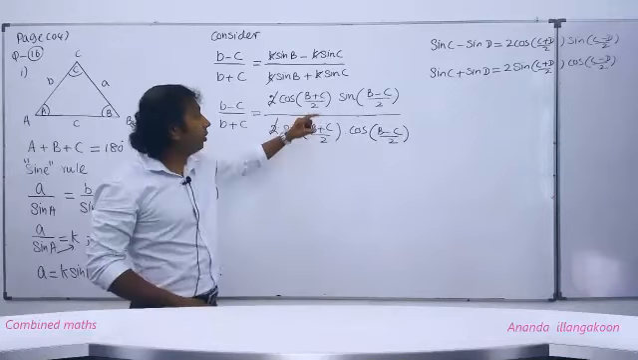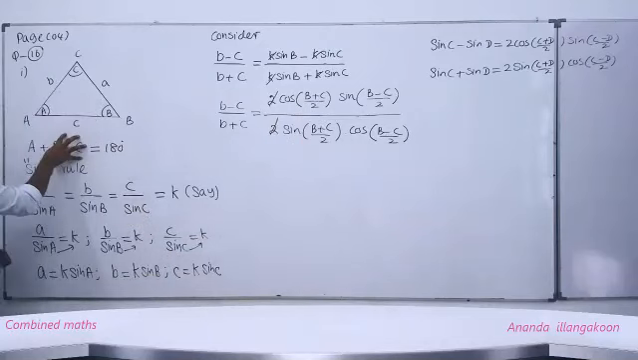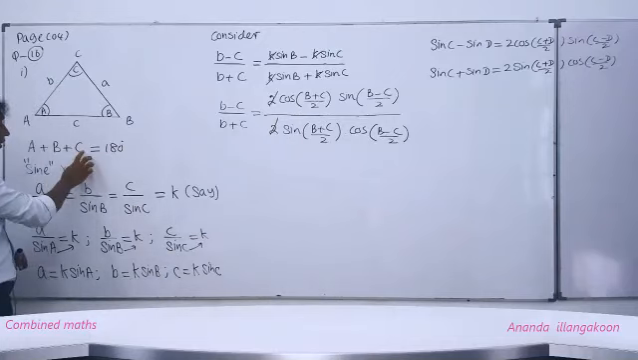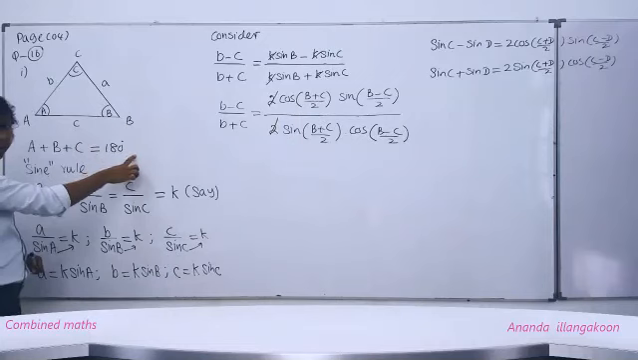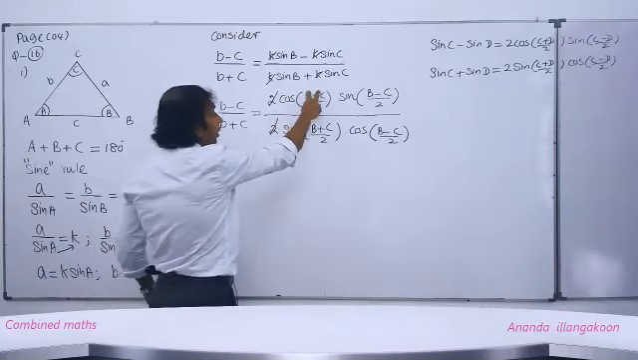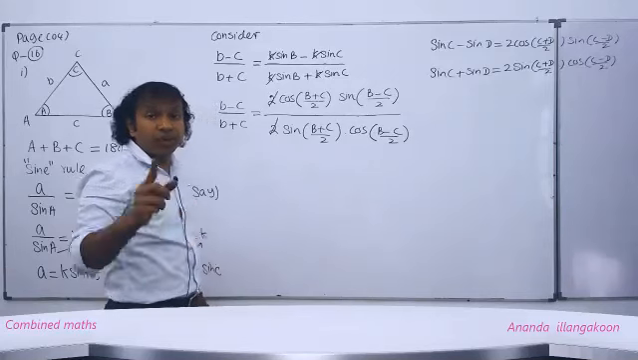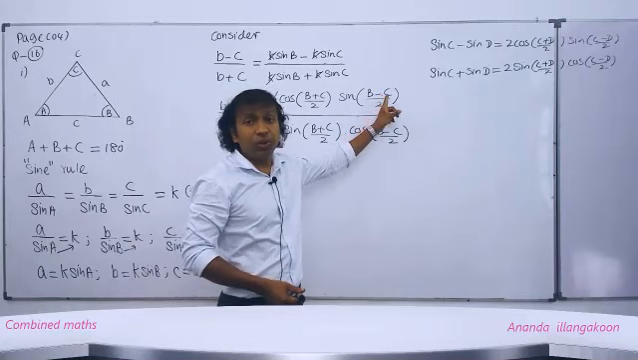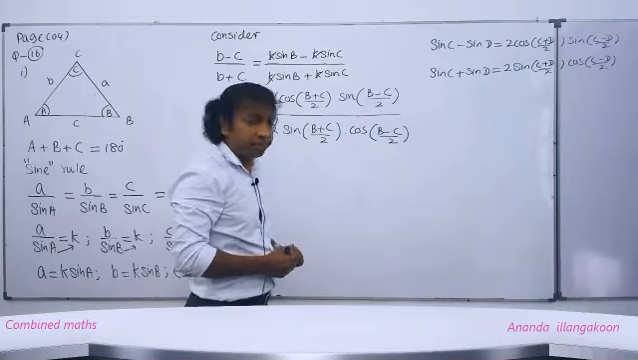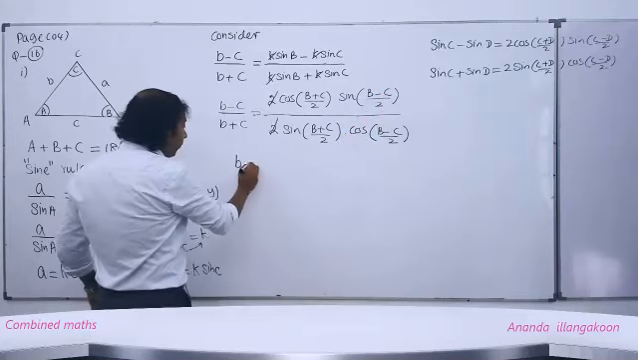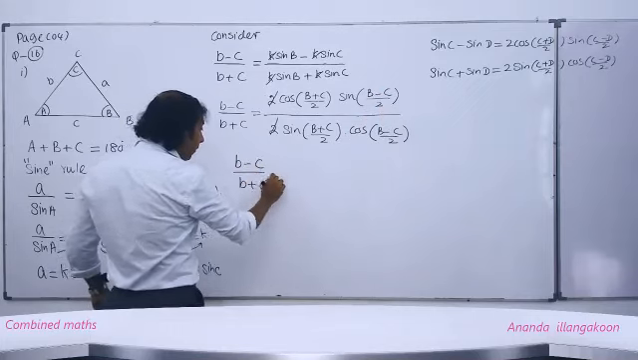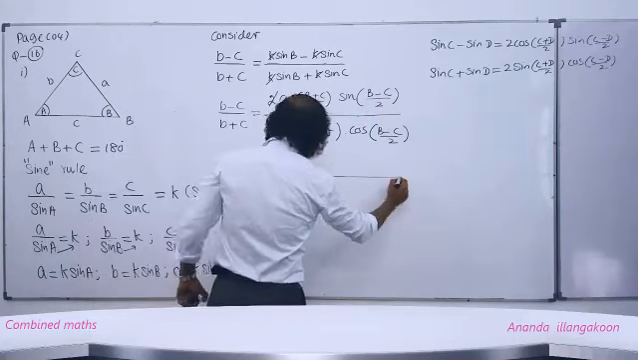Here we have B plus C. If I take A to the right hand side, B plus C is equal to 180 minus A. Then for this B plus C, we substitute 180 minus A. But here you can't put it like that, because here we don't have a sum. Keep it like that. Now we have (B minus C) divided by (B plus C), and it is equal to tan and cot.